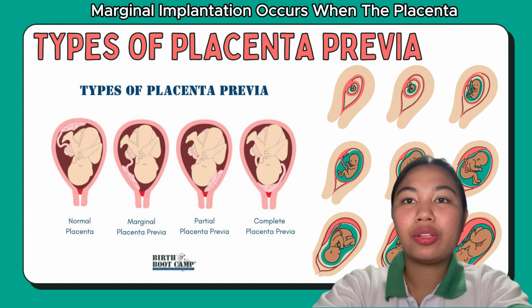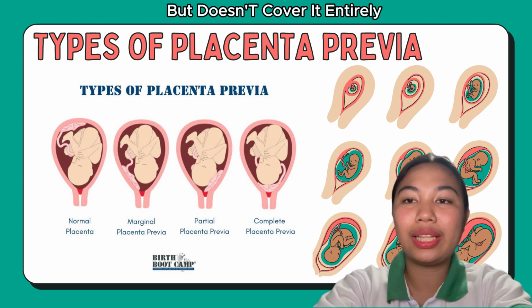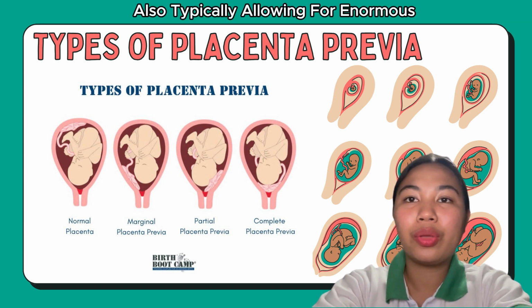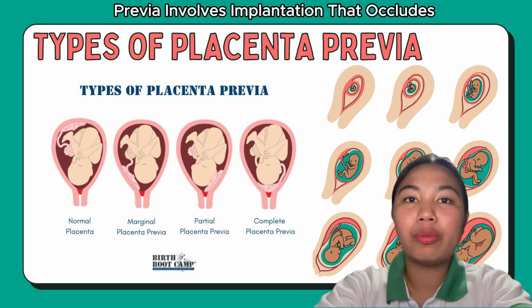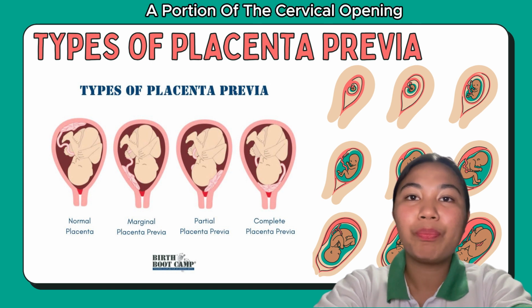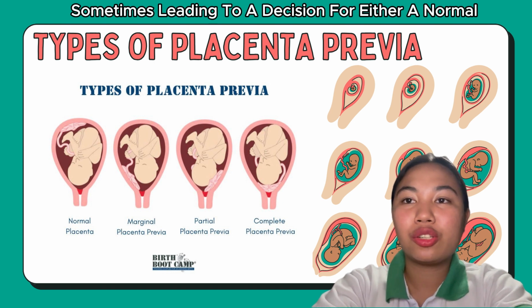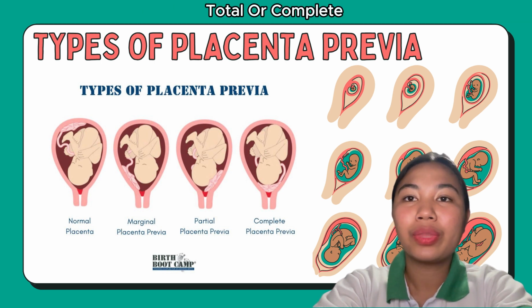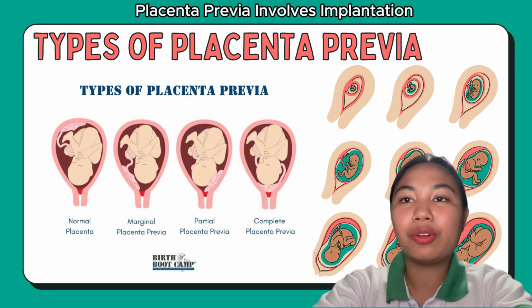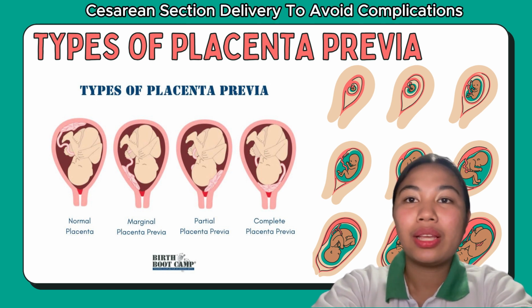Marginal implantation occurs when the placenta edge approaches the cervical opening but doesn't cover it entirely, also typically allowing for a normal spontaneous delivery. Partial placenta previa involves implantation that includes a portion of the cervical opening, sometimes leading to a decision for either a normal spontaneous delivery or cesarean section delivery. Total or complete placenta previa involves implantation that entirely obstructs the cervical opening, requiring cesarean section delivery to avoid complications.